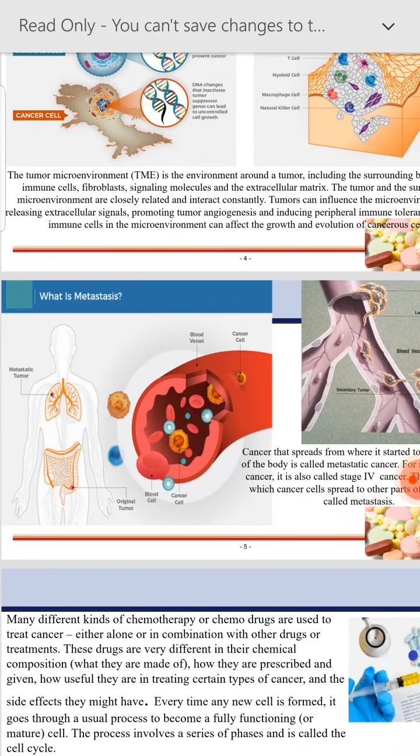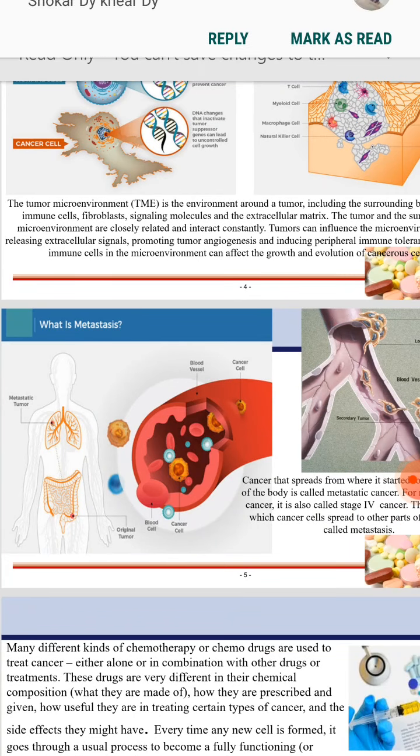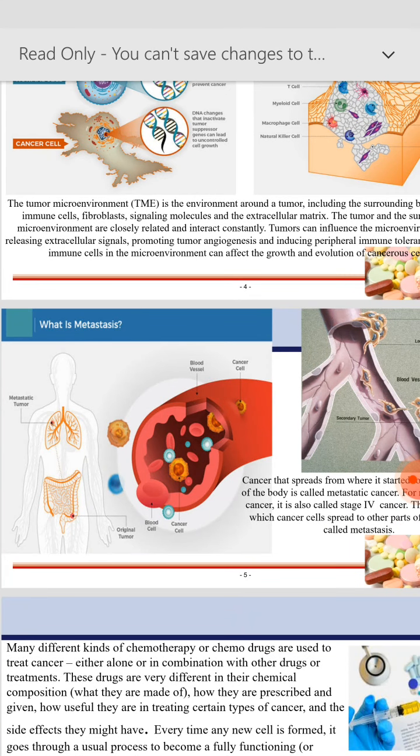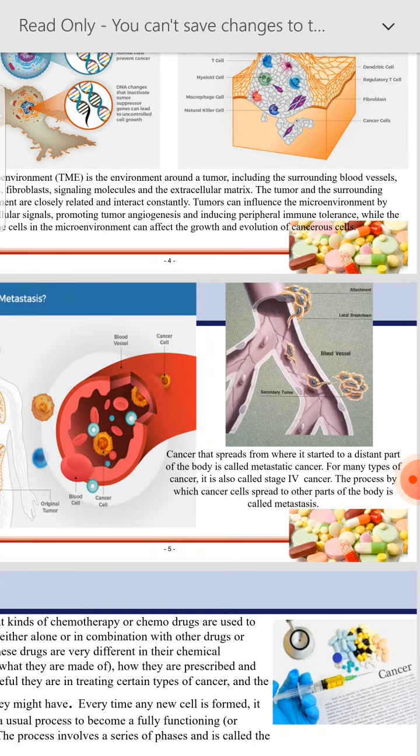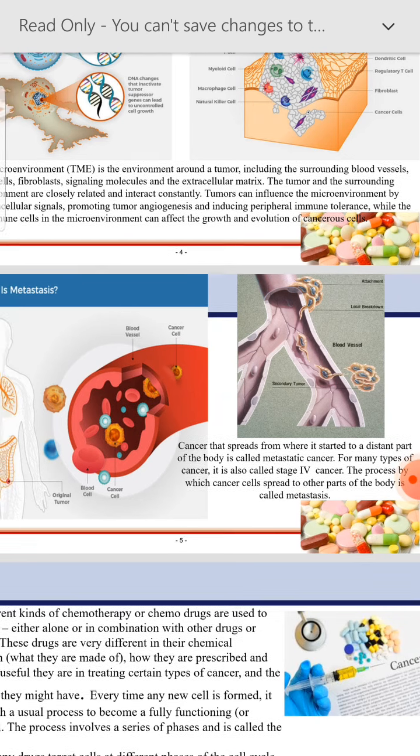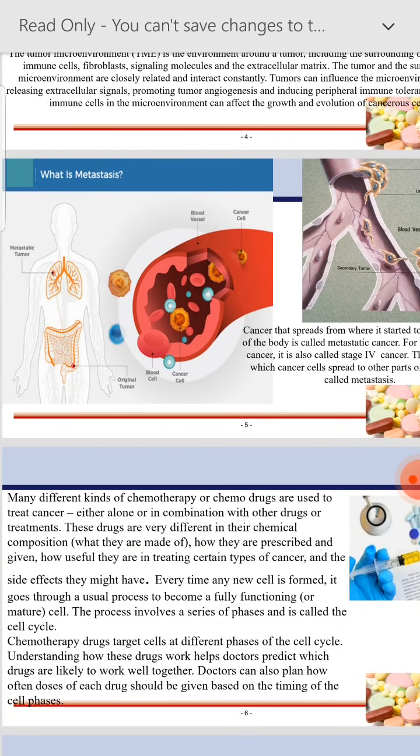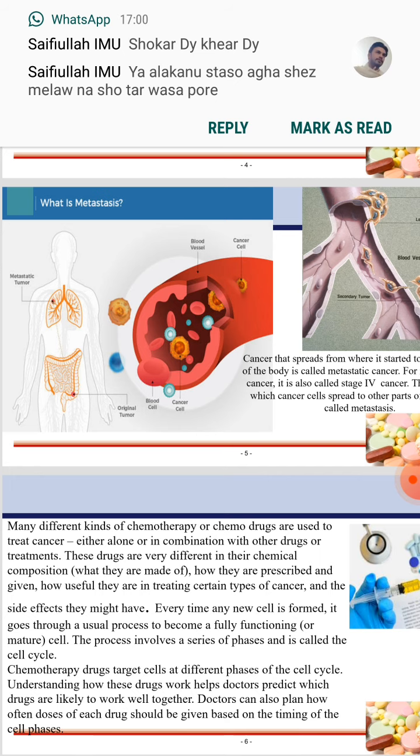Now let's talk about another topic, and that is metastasis. So what is metastasis? Cancer cells that spread from where they started to a distant part of the body is called metastatic cancer. For many types of cancer, it is called stage 4 cancer, which is also the last stage of cancer. The process by which cancer cells spread to other parts of the body is called metastasis.